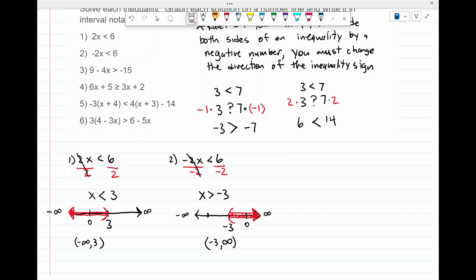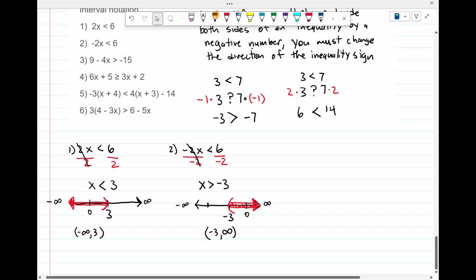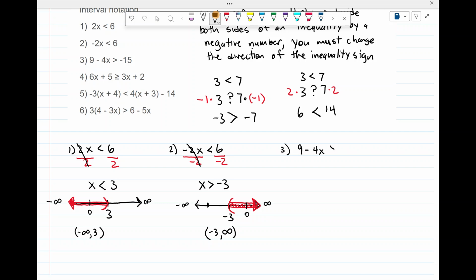Okay, let's do the next problem, which is number 3. 9 minus 4x is greater than negative 15. Again, here we have a variable term on the left-hand side, but not on the right-hand side. So I want to get the x on the left by itself. I'm going to move all the numbers to the right. I'm going to start by getting rid of that 9.